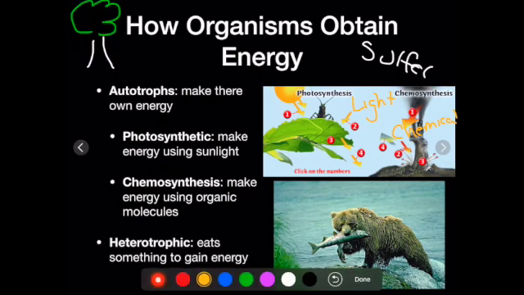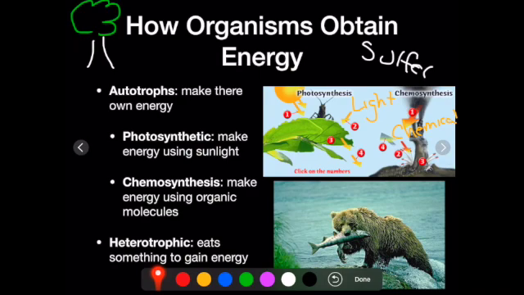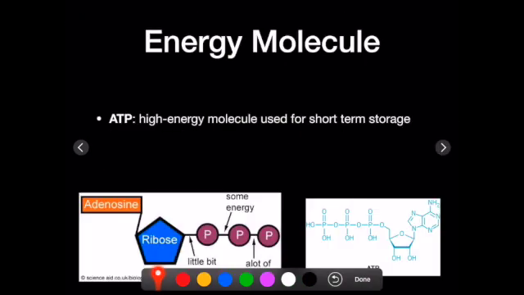Now, heterotrophs, like Mr. Bear right here, have to eat their food. They have to eat something to gain energy. We are an example of a heterotroph. We are omnivores, where we eat both plants and animals. So photosynthesis makes energy using sunlight. Chemosynthesis makes energy using organic molecules. Those are both autotrophs, so they make their own energy. Heterotrophs need to consume something else.